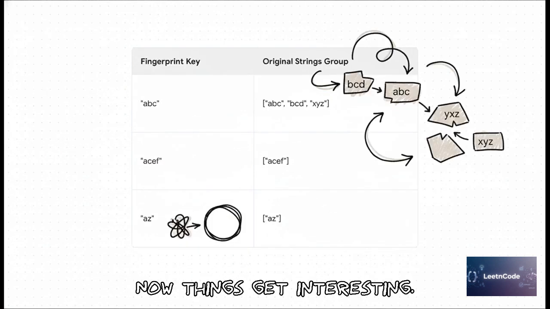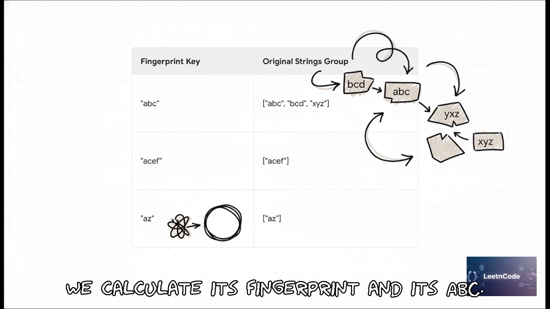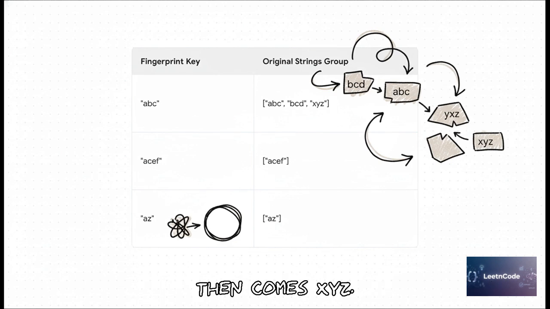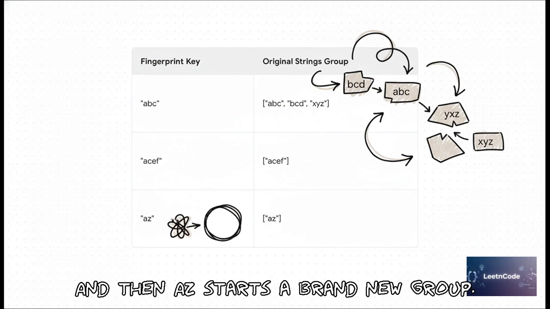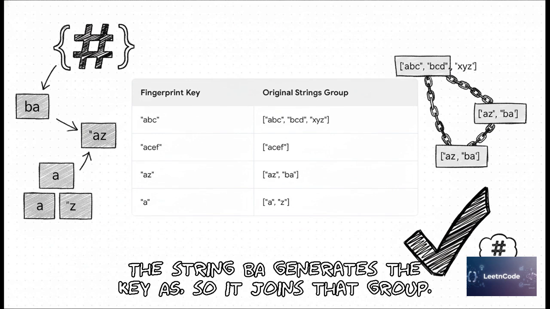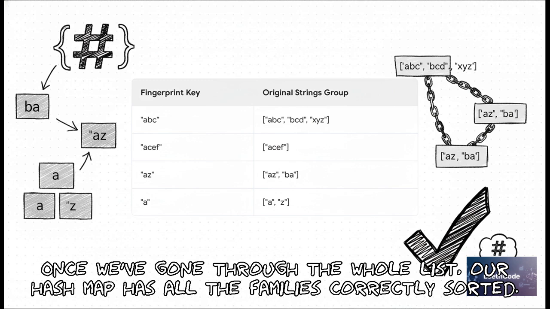Now things get interesting. We process BCD. We calculate its fingerprint, and it's ABC. So we just add BCD to that existing group. Then comes XYZ. Its key is also ABC, so it joins the same family. And then AZ starts a brand new group. And we just keep doing this for all the strings in our list. The string BA generates the key AZ, so it joins that group. A and Z both generate the key A, so they end up together. Once we've gone through the whole list, our hash map has all the families correctly sorted.